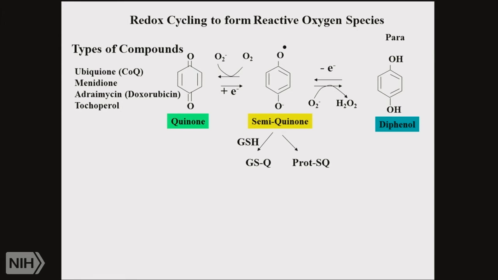it can take superoxide into hydrogen peroxide and make the diphenol. So this quinone, semiquinone, diphenol is critical. And this semiquinone, this radical species, is a reactive species. It can react with GSH, or other proteins, at a relatively reactive rate and inhibit these enzymes.